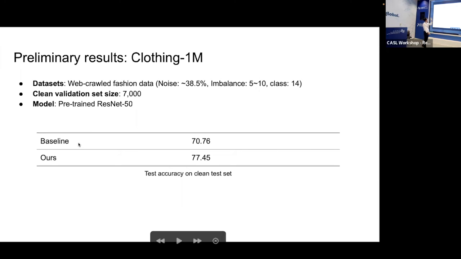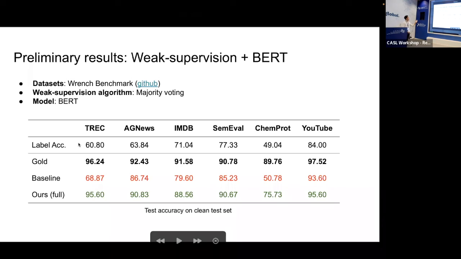And after performing the automated data cleaning by label correction and data re-rating, we observed a performance improvement of about 7% in absolute scale, maybe about 10% in relative scale, just by cleaning less than 1% of the data. And that was the image classification task. And then we also tested our method on text classification examples as well.